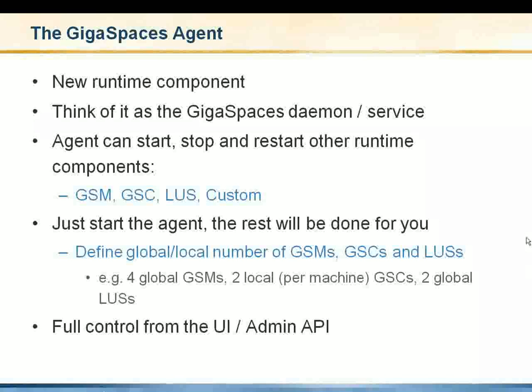Usually in a GigaSpaces installation, you want to run at least 2 GSMs and 2 lookup services on the system. The GSA can actually talk to other GSAs over the network and make sure that at least 2 instances of GSM and lookup services are running. And if one of them fails, one of the GSAs will identify that and will run another GSM instance or a lookup service instance. By default, we're running 2 global GSMs, 2 global lookup services, and 2 local GSCs. If we want to see that a bit in action, one second.